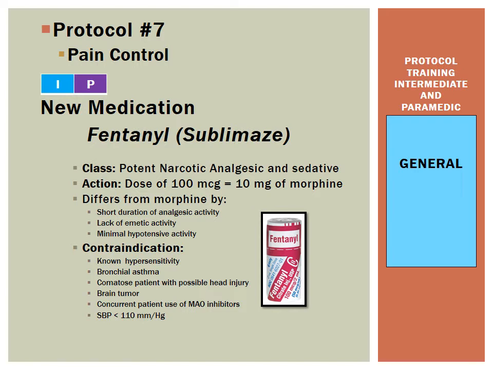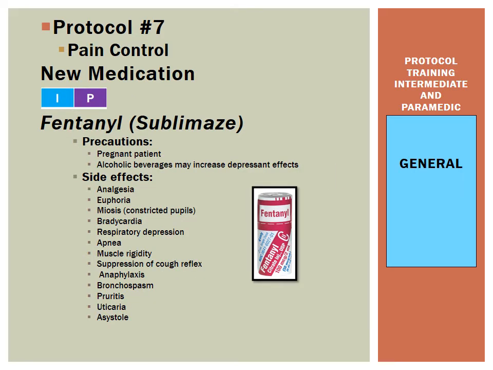There are some contraindications: known hypersensitivity, bronchial asthma, a comatose patient with a possible head injury, brain tumors, concurrent use of a monoamine oxidase inhibitor, and these are those first-generation antidepressant medications, and a systolic blood pressure less than 110 millimeters of mercury. All right, some precautions with fentanyl. Pregnant patients. Alcohol ingestion by your patient. This may increase the depressant effects. Side effects are analgesia, euphoria, constricted pupils or miosis, bradycardia, respiratory depression, apnea, muscle rigidity, suppression of the cough reflex, anaphylaxis, bronchospasms, pruritus, urticaria, and asystole.